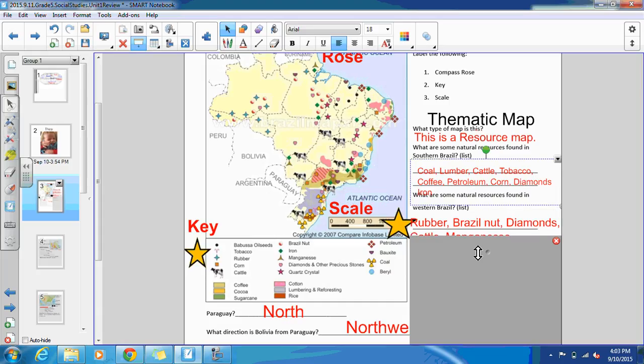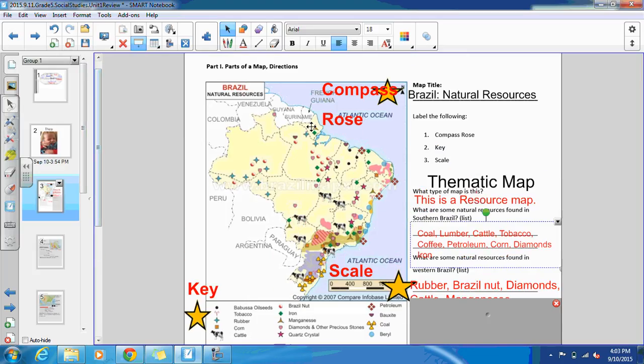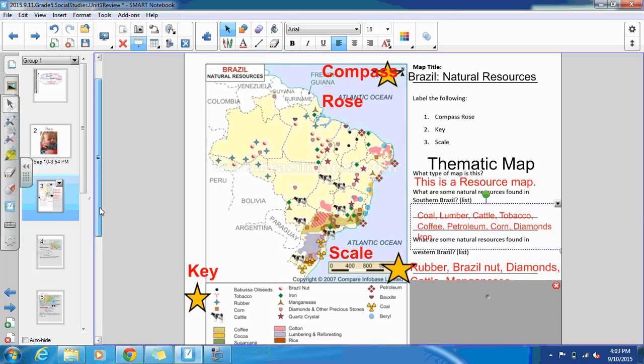Okay, now we're going to move to the west, western Brazil. Remember, never eat soggy waffles, so north, east, south, west. This is going to be the western part of Brazil. So I look at it and I see, what kind of symbols do I have? I had a blue star. So that blue star, I look to my key or my legend. I see right here that blue star is rubber.